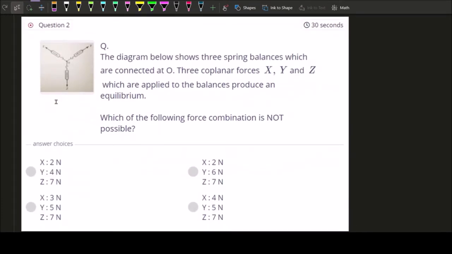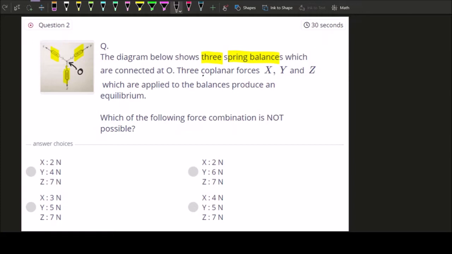Okay, question number 2 shows a diagram. Then this diagram has 3 spring balances. Okay, 3 spring balances. So this is one balance, second balance, the third balance. Okay, which are connected to a center that we call as O. Then 3 coplanar forces X, Y, Z are applied to the balance to produce an equilibrium.